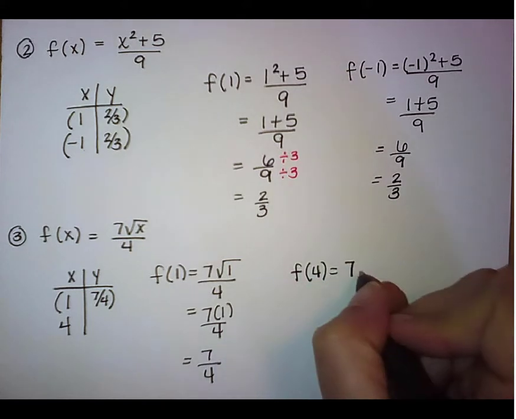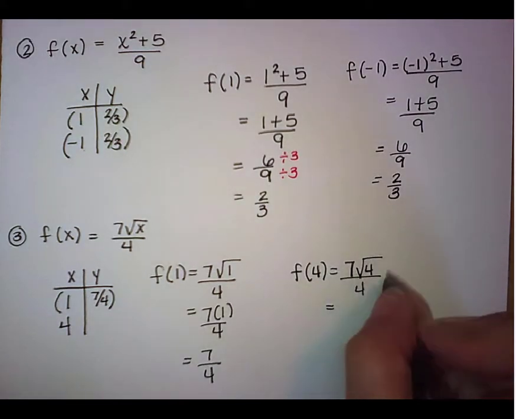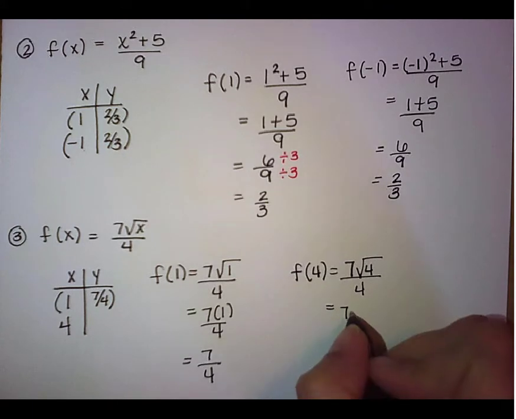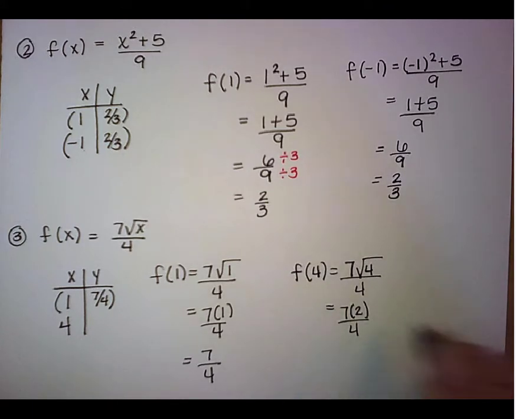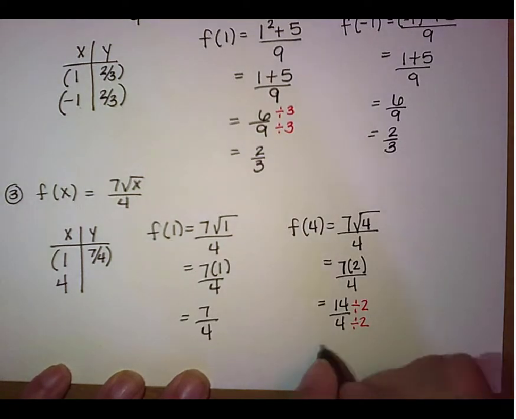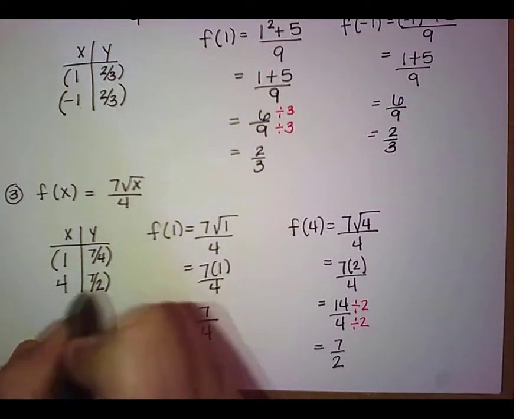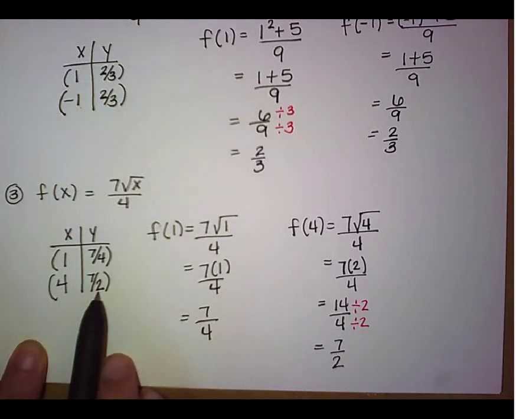This is going to be 7 times the square root of 4 over 4. Again, we're going to be able to take the square root of 4, that is 2, so we get 7 times 2 over 4. Multiply 7 times 2, that's 14 over 4. Again, on this particular problem, it is able to be reduced, so we're going to divide out a 2, top and bottom, since that's what 14 and 4 have in common. And that's going to give us 7 over 2 as our answer for that one. So our second point here is going to be the point 4 comma 7/2.